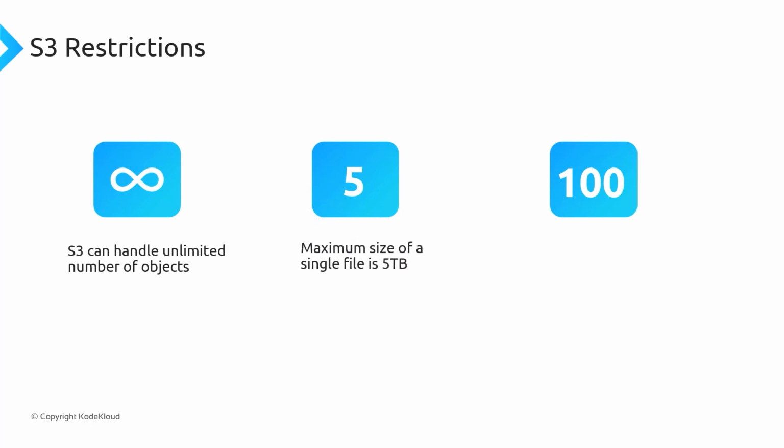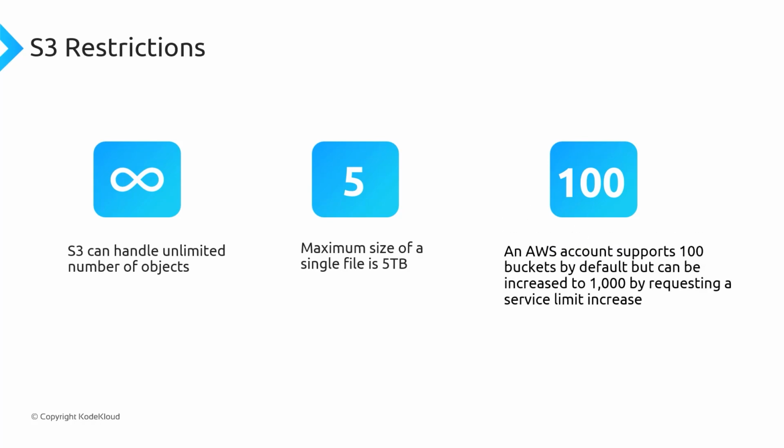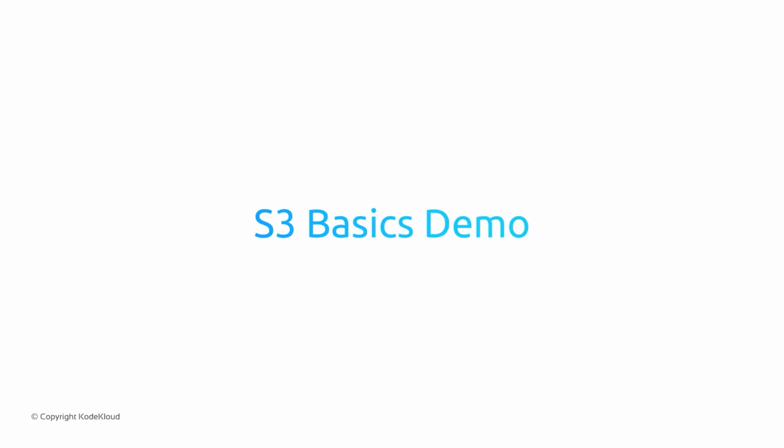Now, the maximum size of a single file is 5 terabytes. So there's no individual file that can be uploaded that can be greater than 5 terabytes. You can upload as much data as you want, but an individual file maxes out at 5 terabytes. And on top of that, AWS accounts by default support up to 100 buckets, and you can increase this up to 1,000 by submitting a service limit increase. And so that's going to wrap this video up. And in the next video, we are going to do a quick demo where we will create our first bucket.